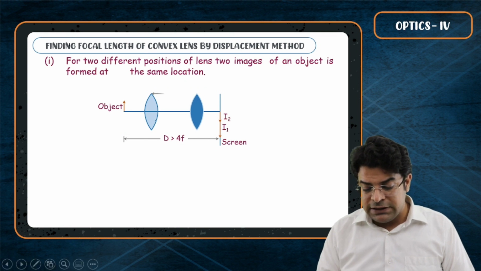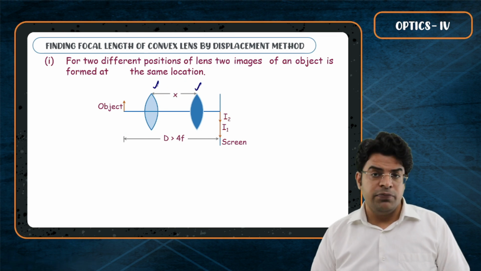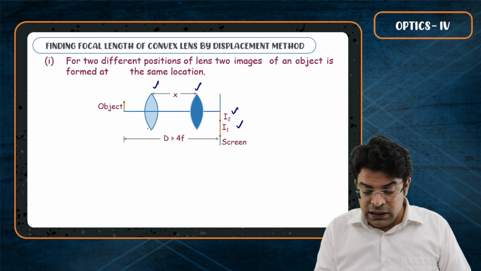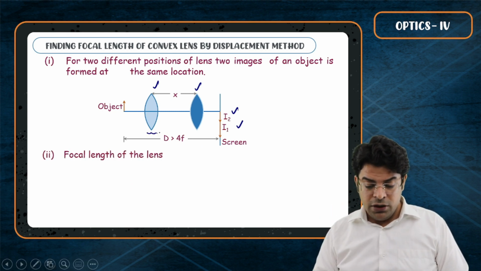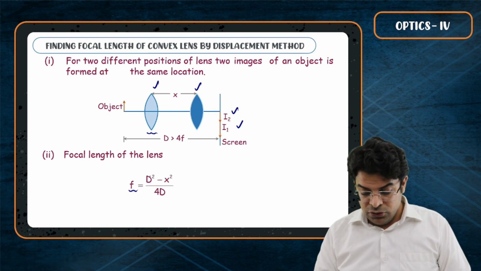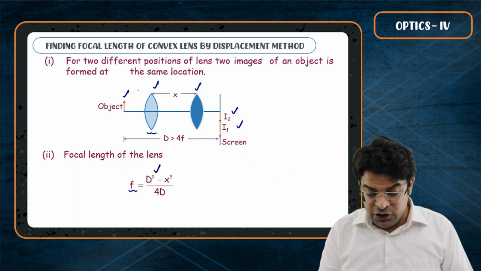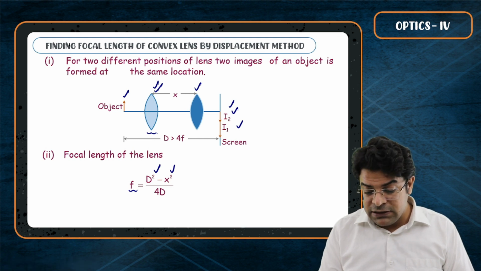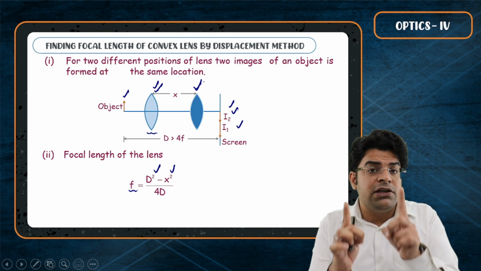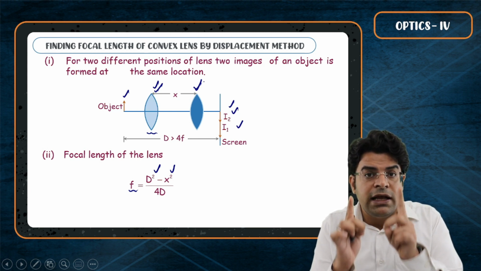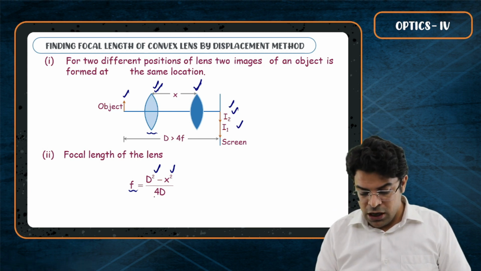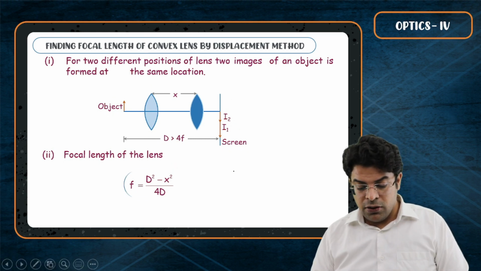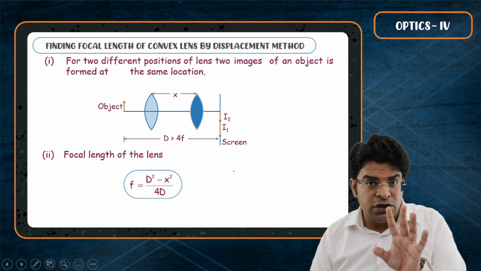Now, once you know the separation between these two positions for which you get the sharp image, you can find out the focal length of this lens using the formula. Focal length equals d square, where d is the separation between object and screen, minus x square, where x is the distance between the two positions of the lens for which you get sharp image, upon 4 times the separation between object and screen. Now people say this formula is difficult to derive, it's easy.